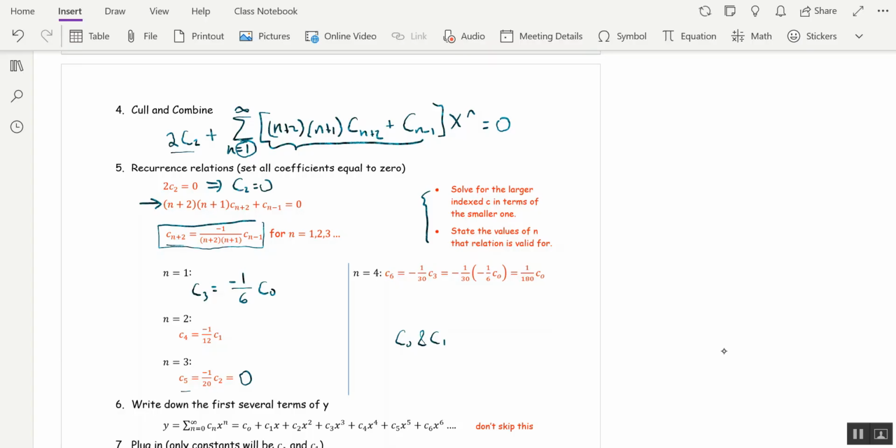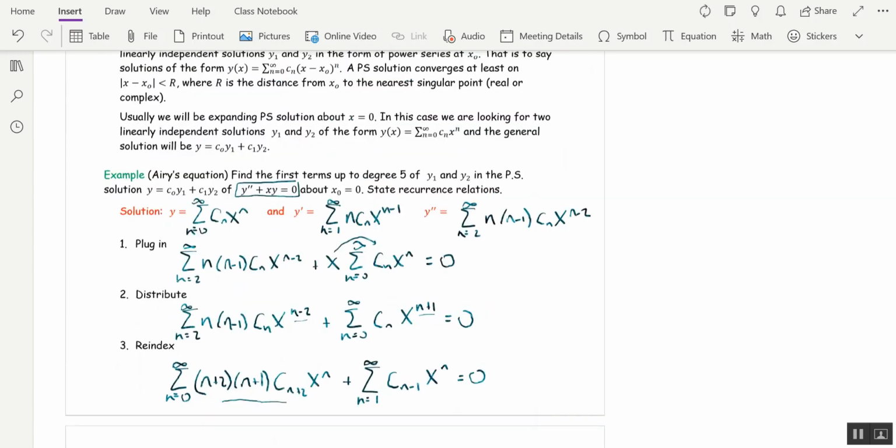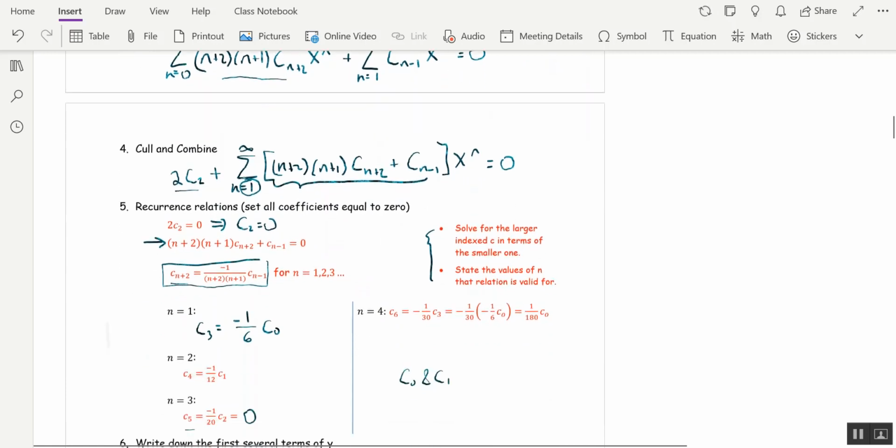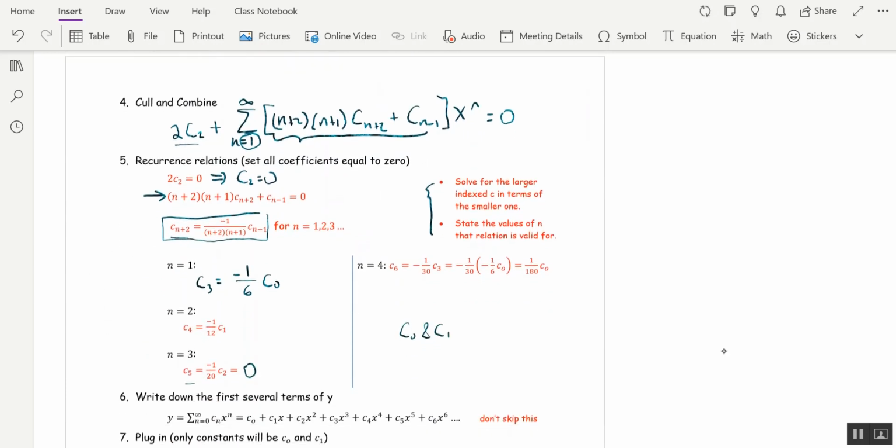So in the beginning, I was asked to find all terms up to degree 5. So that would mean I only need to go up to C5, and I could technically stop here, but I got a little overexcited and I went up here and I found C6. You can see C6 is in terms of C3, but I know C3 is in terms of C0, so I was able to write C6 in terms of C0. And you just keep going until you get to the C that you want.